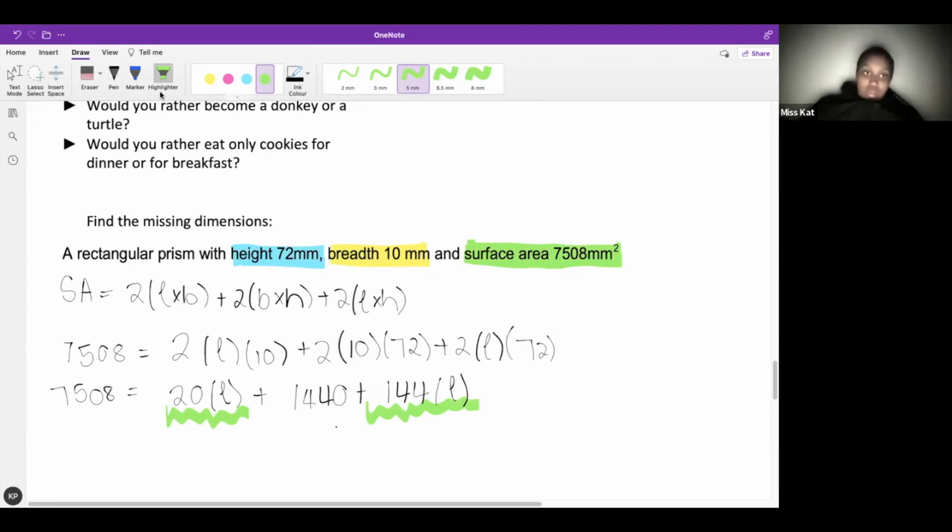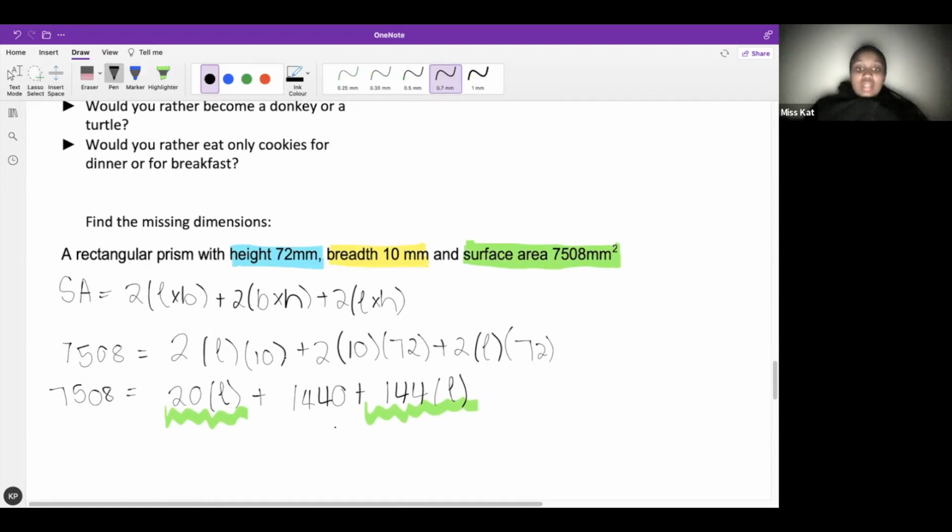Leave it for now. Okay, for now, let me leave it. So what's 20 times length plus 144L? Oh, I see Tammy gave us a way forward there, but it's fine. I'll leave it for now. So we have 164 times L plus 1440. So now what do we do with it?